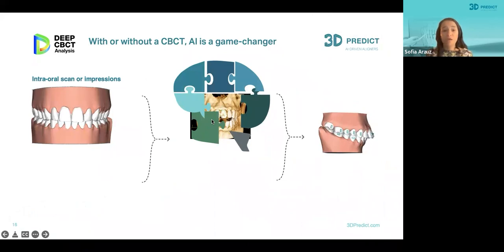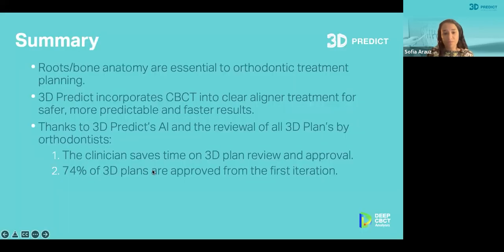Here at 3D Predict, we believe in showing you reality. We don't believe in showing you cartoons. We don't believe in showing you stock images from a book. We want you to feel confident that we're being honest and straightforward with you. And so if you submit a case without CBCT, you would not see the roots on the bone of the teeth, but know that you are still gonna get the benefit from the AI.